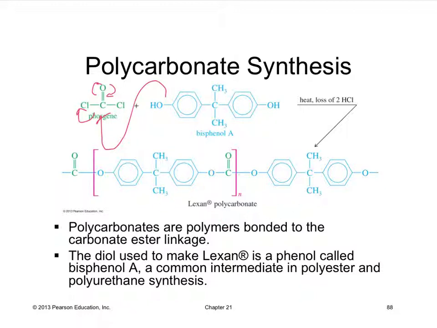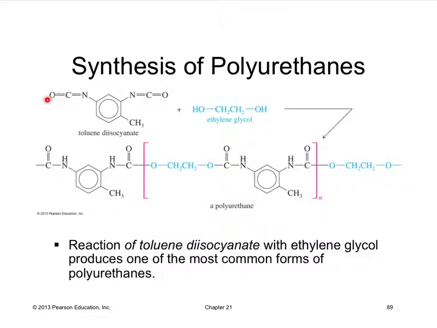The problem with polycarbonates is these are plastics that are used. If they start degrading, you get bisphenol A, which is actually very hazardous to one's health, so one must be careful. And then polyurethanes, this is toluene diisocyanate and ethylene glycol. Again, let's say one is going to go over here, and then you form covalent bonds between the toluene diisocyanate and the ethylene glycol to form polyurethane. So this ends part 2 of chapter 21.